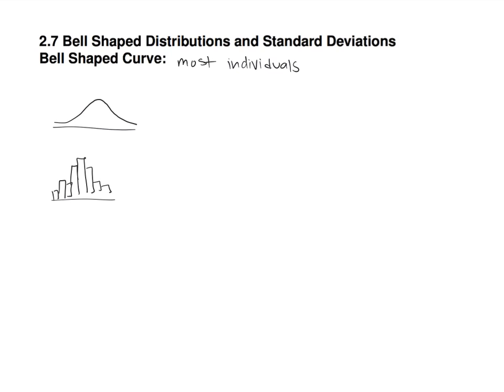So anyway, the point with bell curves is most individuals fall where? In the middle, so in the center. And the farther a value is from the center, the less likely it is.